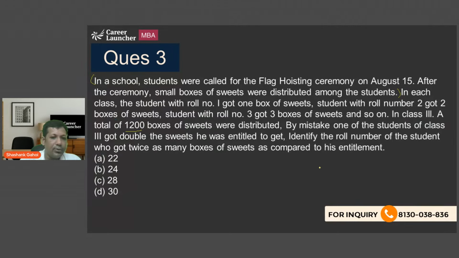Now the first student got 1, the second student got 2, the third student got 3. So let's say there are n students. They got up to n, and this should be less than 1200. So I can say n into n plus 1 divided by 2 should be less than 1200. This is the formula for 1 plus 2 plus 3 up to n. So n into n plus 1 should be less than 2400. Now if you see, the product of two numbers is less than 2400.